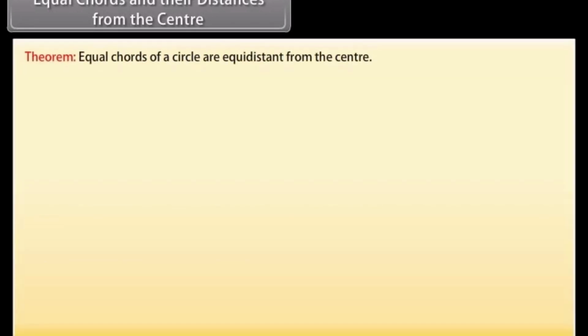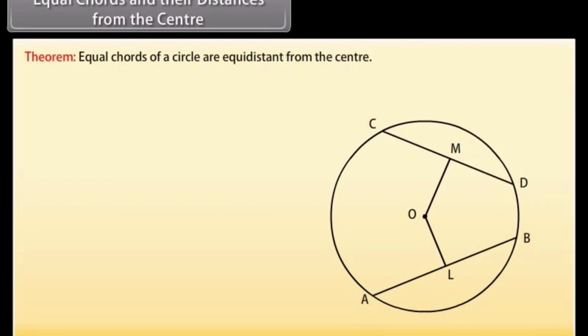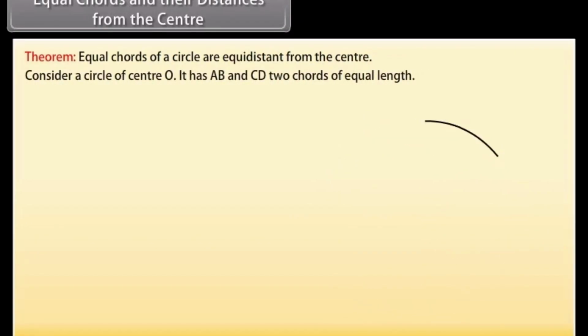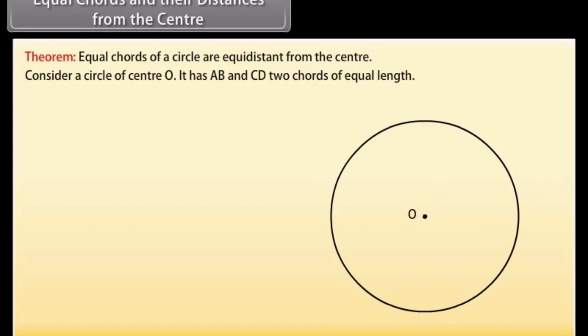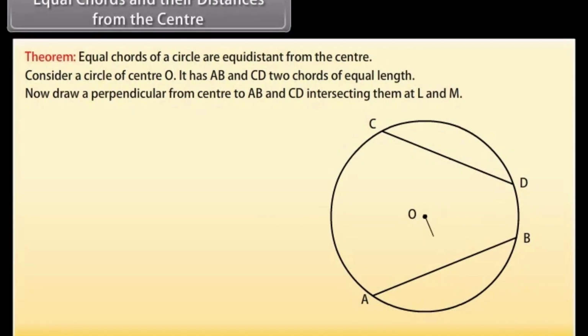Equal chords and their distances from the center. Theorem. Equal chords of a circle are equidistant from the center. Let us prove this. Consider a circle with center O. It has AB and CD, two chords of equal length. Now draw a perpendicular from the center to AB and CD, intersecting them at L and M. So we have to prove that OL is equal to OM.